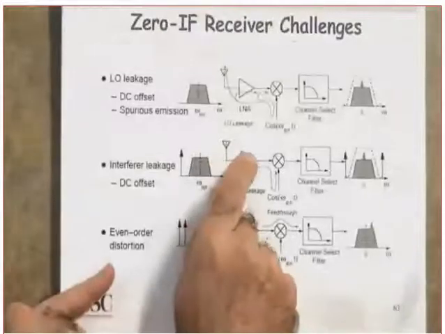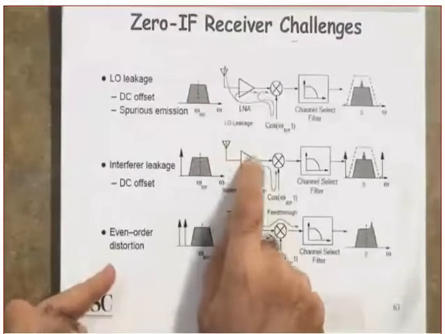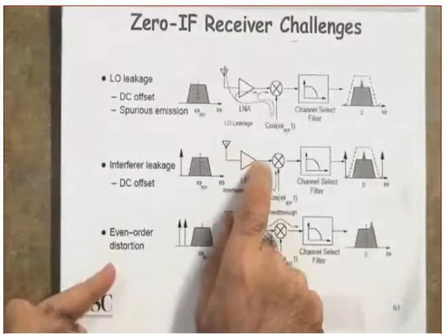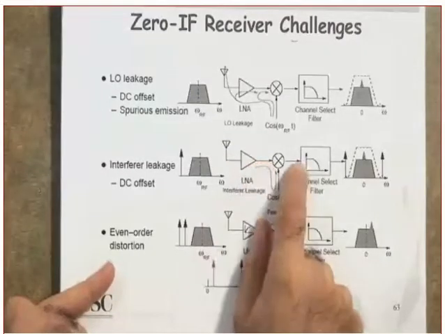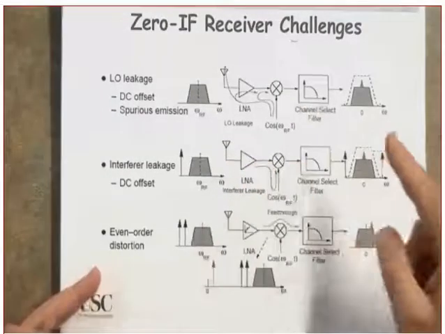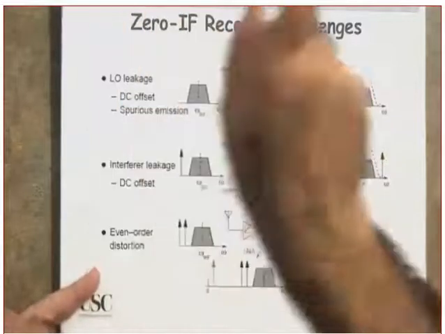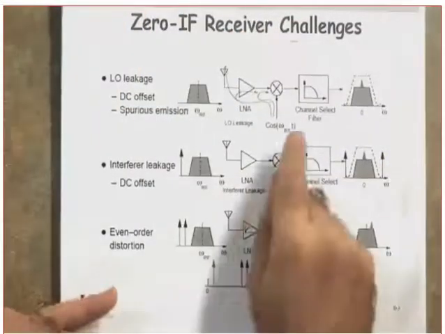What does it do? It goes through the LNA and the leakage is now from where to where? RF to LO, rather than from the LO to RF. Right now it's from RF to LO. Let me ask a question.